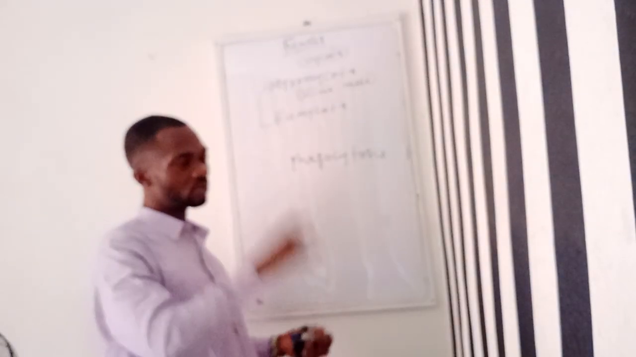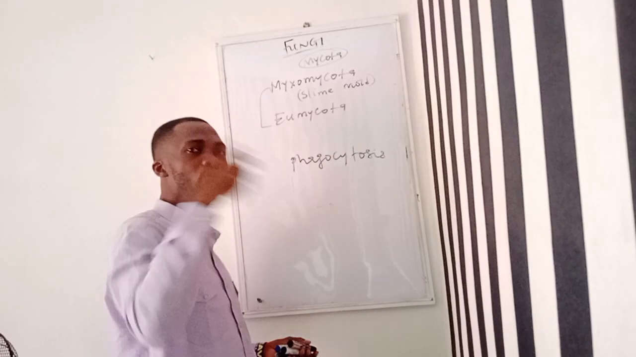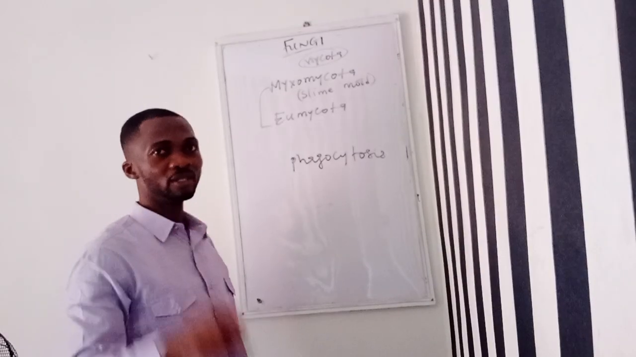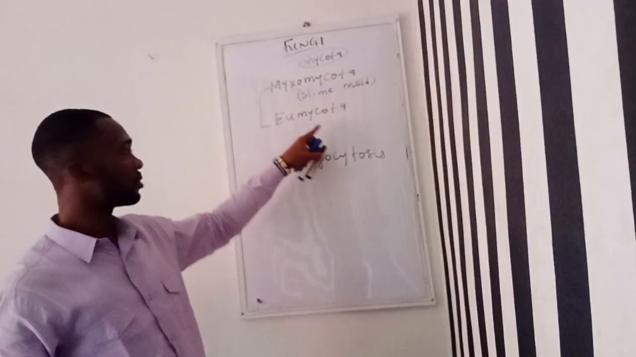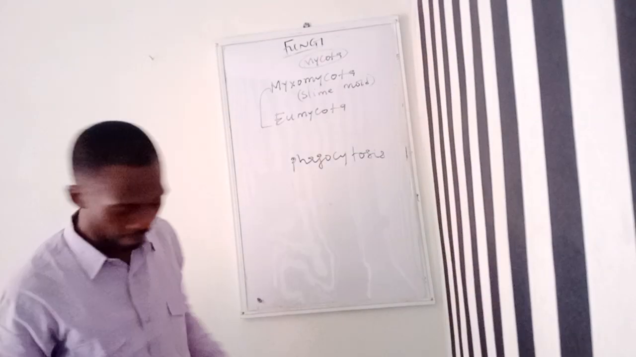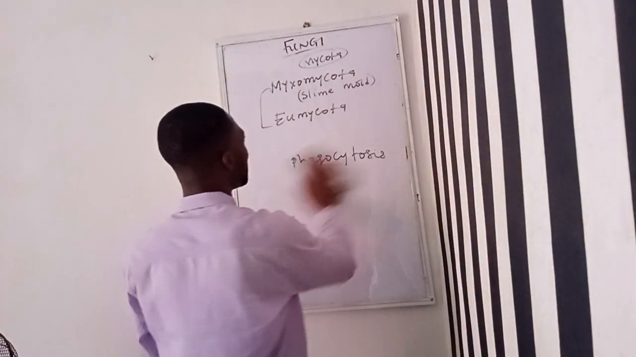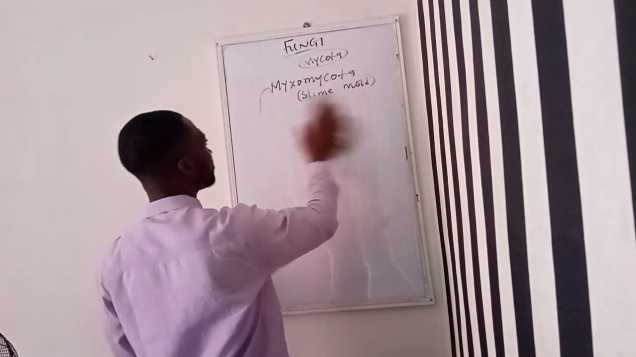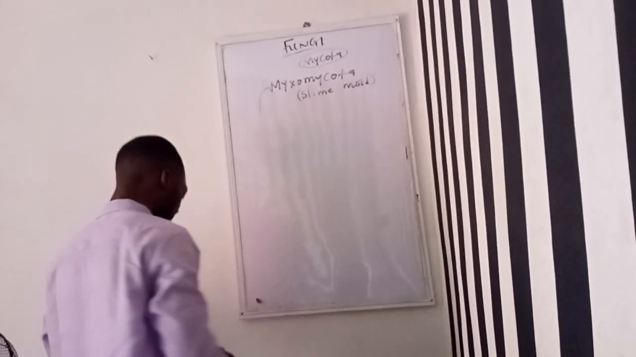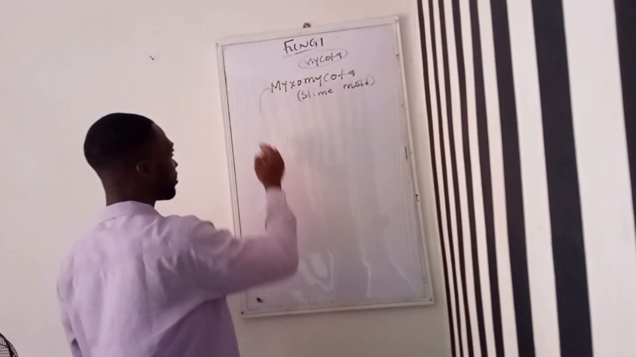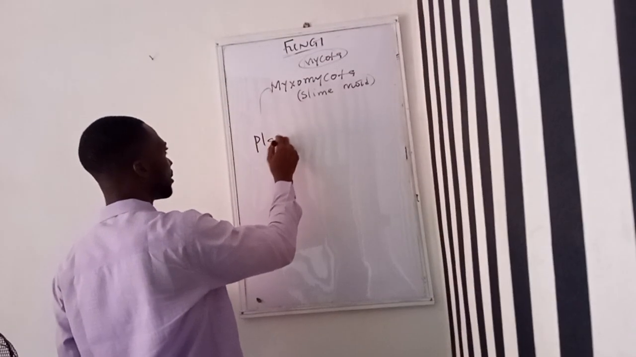So this group of organisms are not true fungi. The true fungi are found under Eumycota. So let me quickly talk about them. But before I talk about the true fungi, there is this group of fungi called Plasmodiophoromycetes.